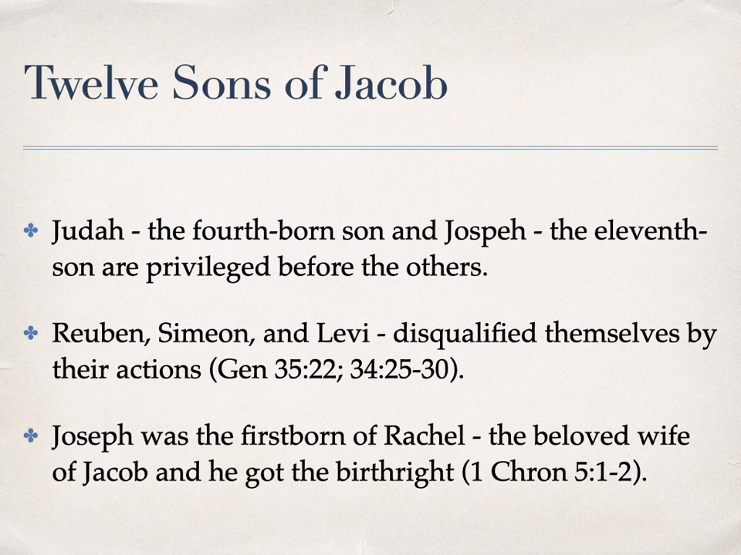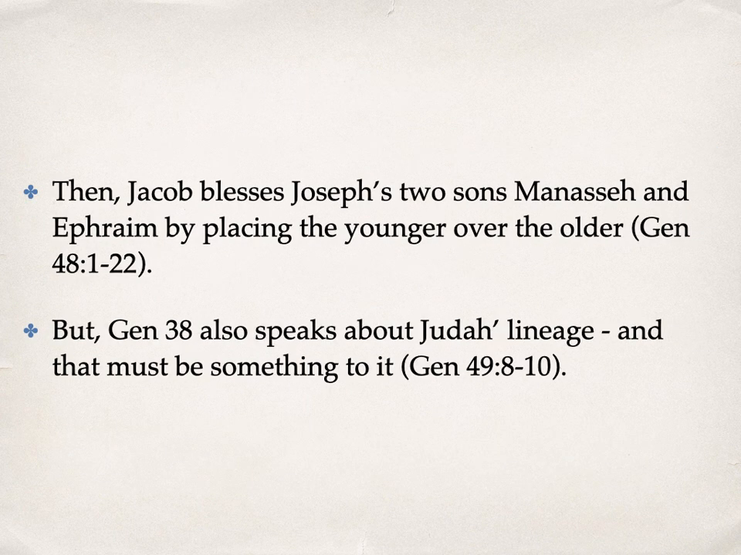Joseph was the firstborn of Rachel, the beloved wife of Jacob, and according to Chronicles, he got the birthright. Then when Jacob blesses Joseph's two sons, Manasseh and Ephraim, he places the younger over the older. Finally, in Genesis 38, within the story of Joseph, we have a short passage regarding Judah and his lineage. The reason for the inclusion of this story will be explained in Genesis 49.